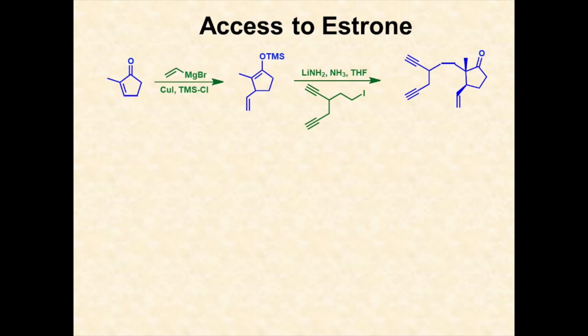Here, first you can see the cyclic enone system, an alpha beta unsaturated cyclic carbonyl compound, which undergoes reaction with vinyl magnesium bromide in the presence of copper iodide and trimethylsilyl chloride, giving a 1,4 addition product, a vinyl silyl ether, as you can see over here. This is the silyl ether complex, and then it undergoes reaction with this dialkyne system having an aliphatic C-I bond.